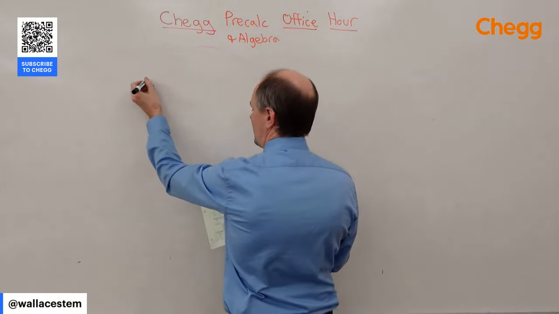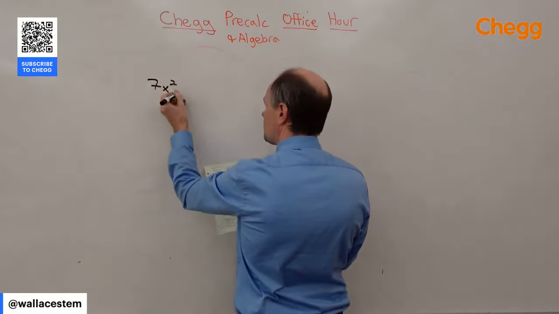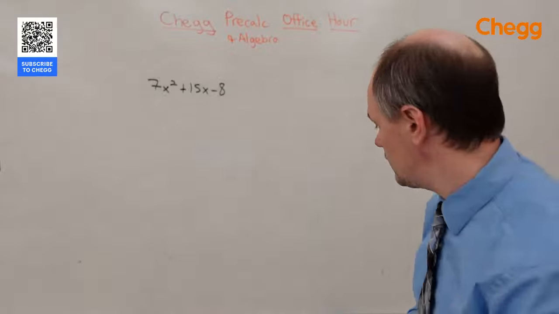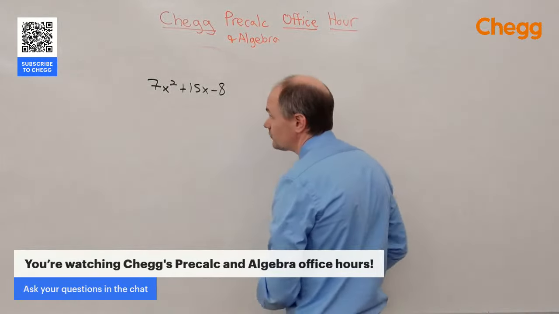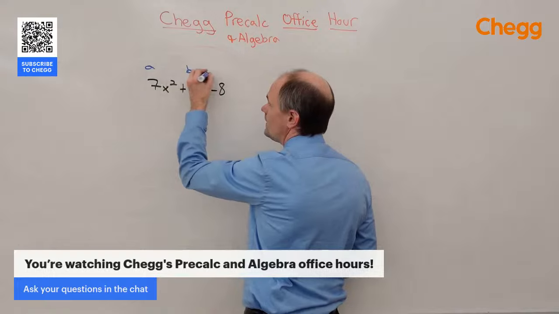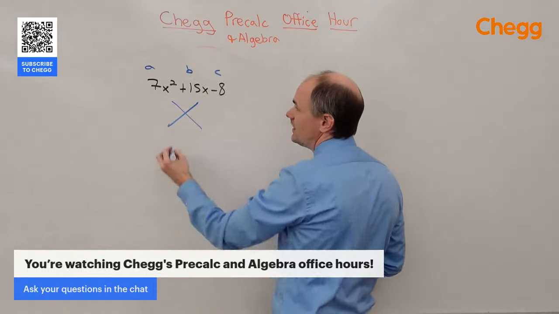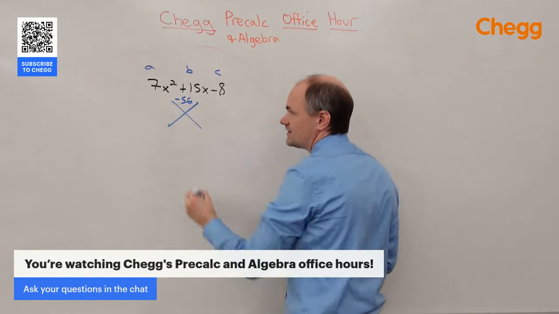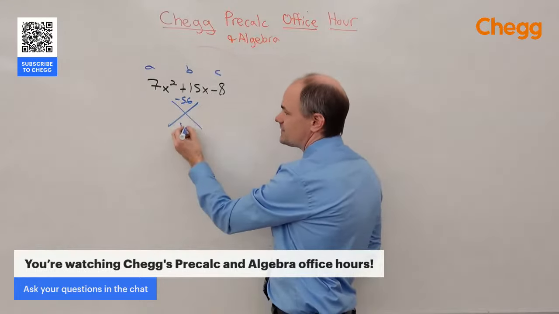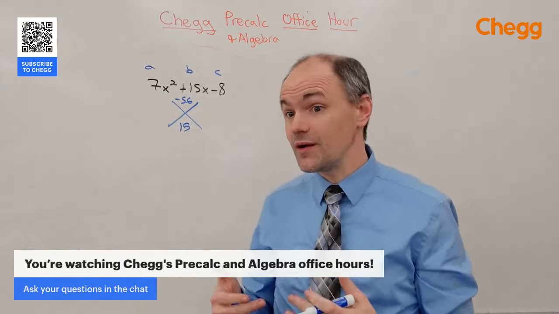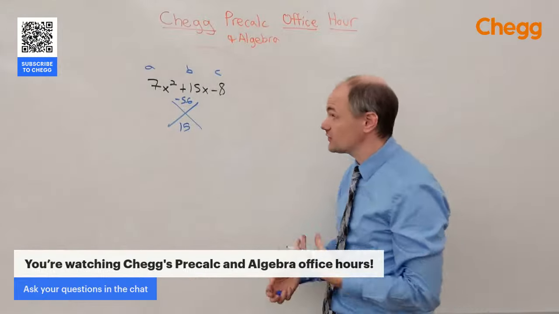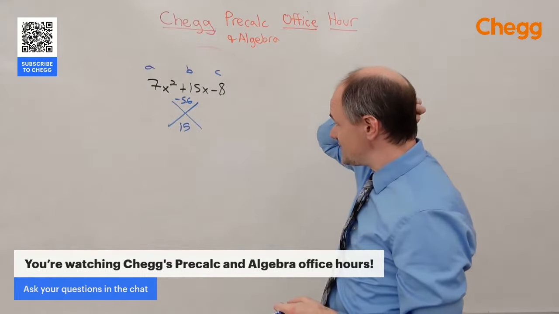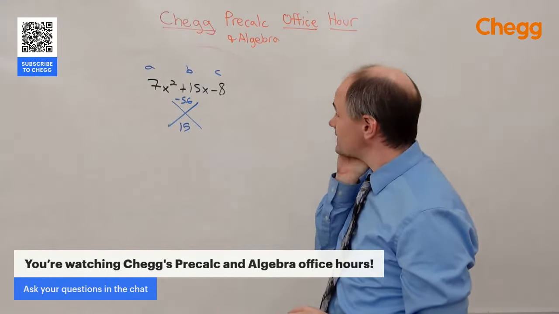So let's say we've got 7x squared plus 15x minus 8. The reason it's called the AC method is we often call these numbers A, B, and C. And so the AC is A times C. 7 times negative 8 is negative 56. And then we're going to add to 15. Notice those are the same numbers you would end up with if you did slide and divide. They're very closely related. So we're looking for two numbers that multiply to negative 56 and add to 15.